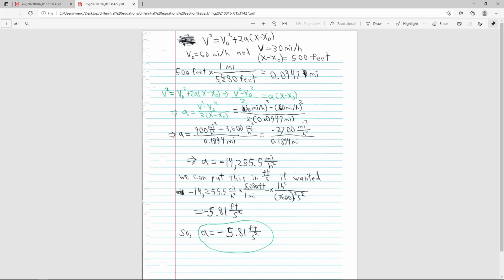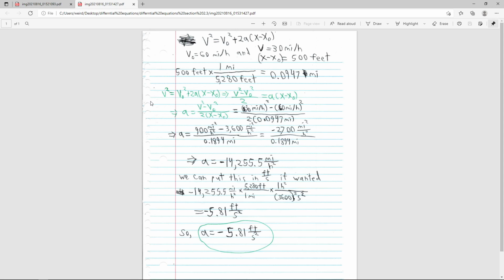So 500 feet times, how I did it was I did a lot of unit conversions here, so as you can see, that's why it took up a lot of space. Otherwise it's a very quick calculation if you had everything in the same units. So 500 feet times 1 mile divided by 5,280 feet. That gives us 0.0947 miles.